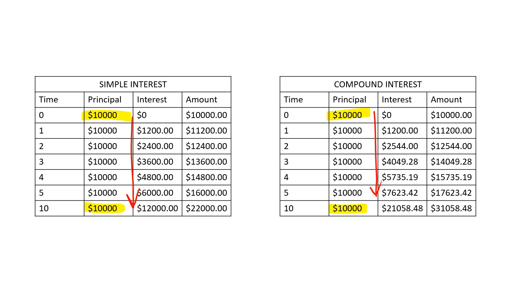So by the time we get down to our term 10 here, like after 10 time periods, we've got 12,000 in interest to give us a total of 22,000. But after 10 time periods here, we've actually got $21,000 in interest. So you can see the majority of what you owe is now interest. So if you've borrowed $10,000 from the bank, you now owe $31,058.48. So you can see that the compounding really does make a massive difference.